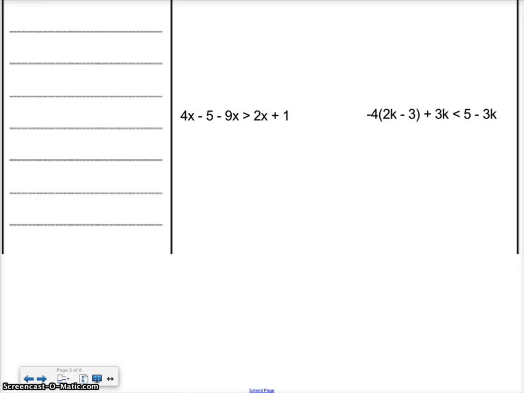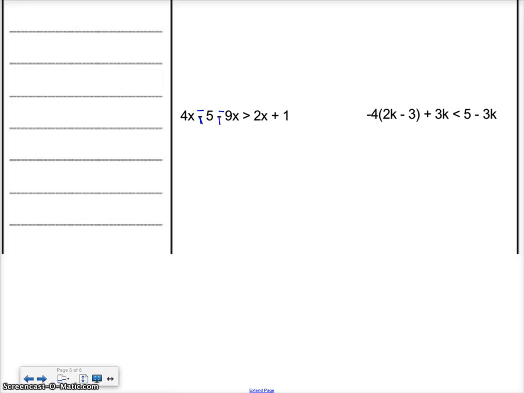So, step 1, turn everything to plus and negative. Can't do it. Step 2, and I'm just following my sheet, distribute. Do I need to distribute? No. Okay, so I'm moving to step 3: simplify, add like terms on the same side.